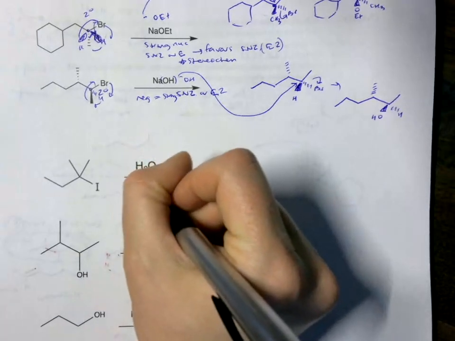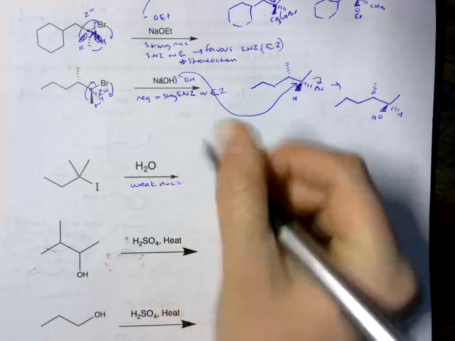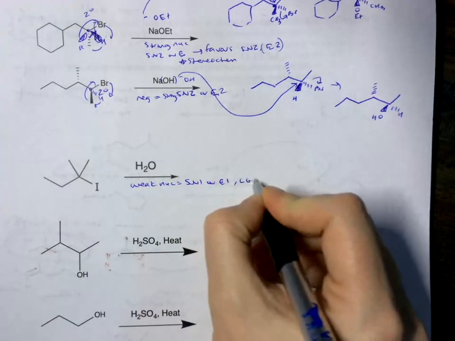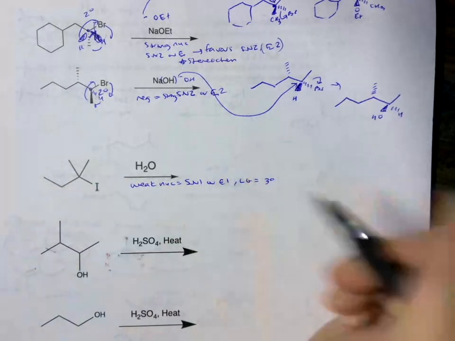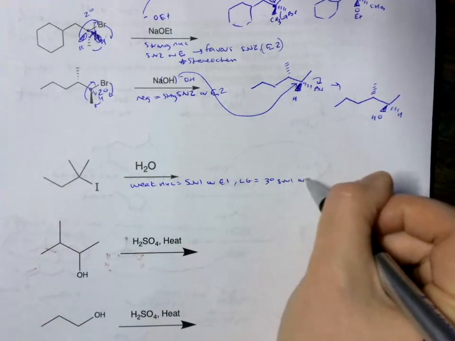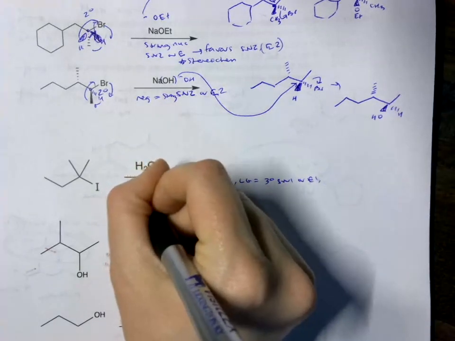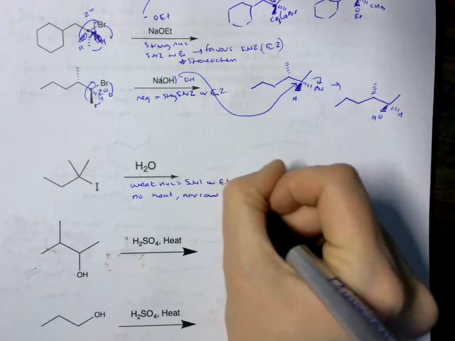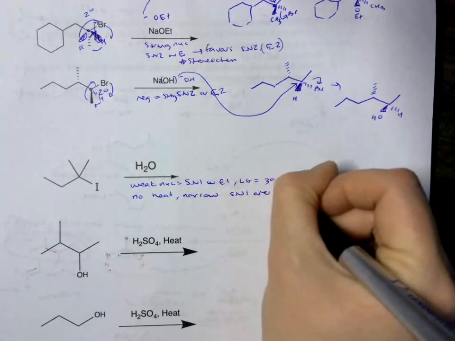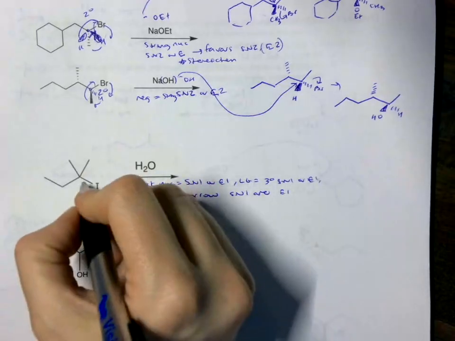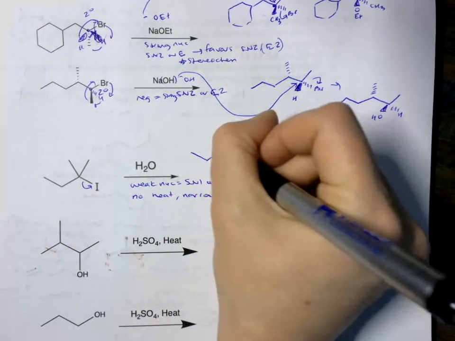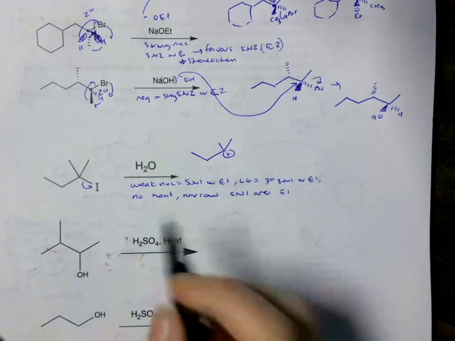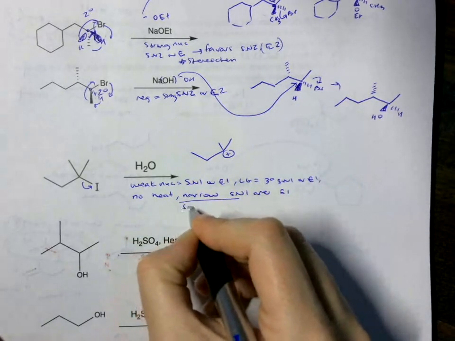Okay, so this is a weak nucleophile, water. So that means it's going to favor SN1 or E1. Our leaving group is tertiary. So that is, again, a good sign for SN1 or E1. There is no heat, and this is a narrow nucleophile. So I think this is going to favor SN1 over E1. So the leaving group leaves, and you get a carbocation. Looks something like this.